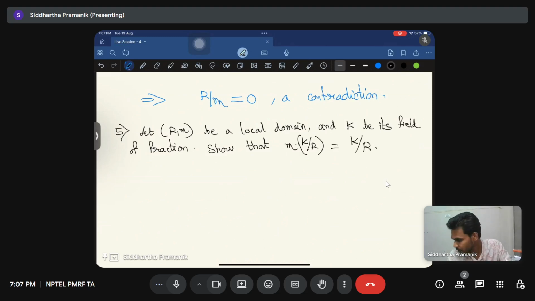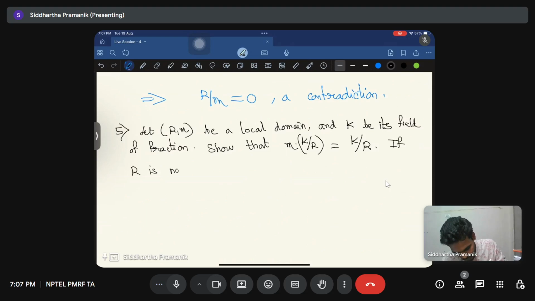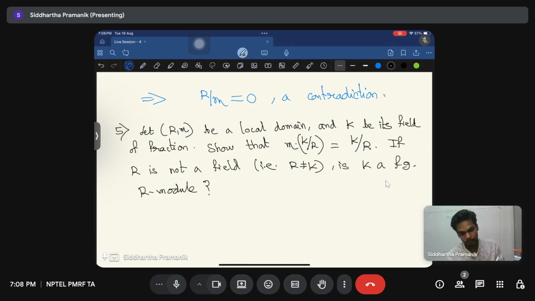And one more question. If R is not a field, so that means R is not equal to K, or R is a proper subset of K. Okay, R is not equal to K. Is K a finitely generated R module? So it has two parts. Let's prove one by one.